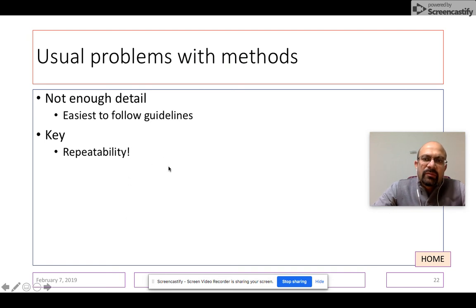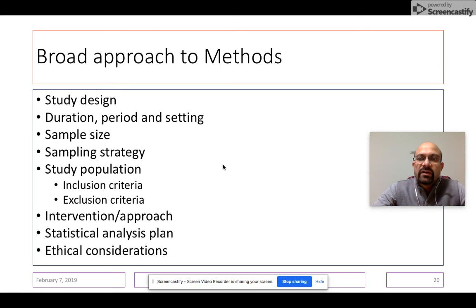The usual problems with the methods section are that there may not be enough detail, and it's best that you follow guidelines. And the key is that everybody who wants to do the study again should be able to repeat the study. So going back once again, remember, these are the 8 components of the method section, which you should probably highlight as broad subheadings within the method section so that the reviewer is able to find them clearly.